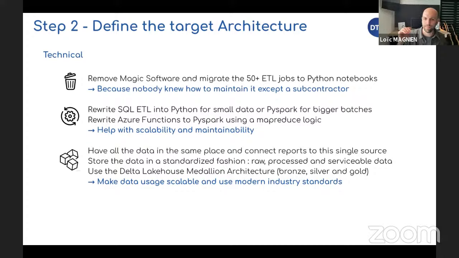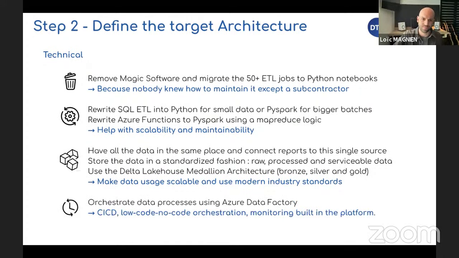And it's somewhat becoming a new modern industry standard in terms of data platforms.